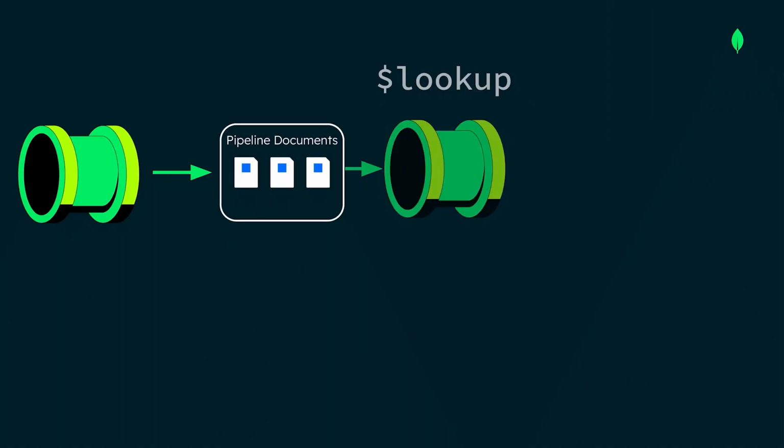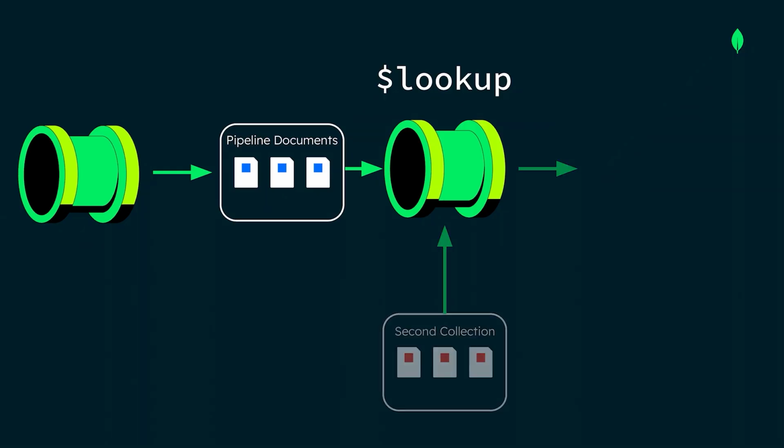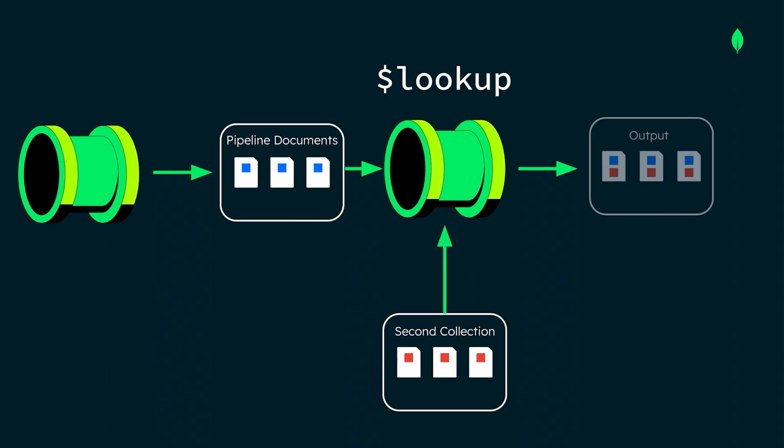The lookup stage in MongoDB lets you combine data from the aggregation pipeline's input collection with data from a second collection. This results in documents that have combined data from the input collection and the new joined collection. These documents are then passed along to the next aggregation stage. To better understand how the lookup stage works, let's look at it in action.